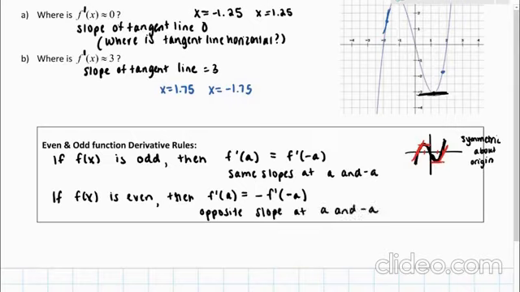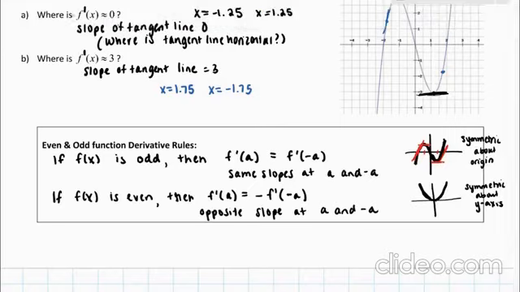An even function could look something like this. An even function is symmetric about the y-axis, whereas an odd function is symmetric about the origin. Symmetric about the y-axis just means if you were to take this side of the graph and mirror it across the y-axis, you would get the other half of your graph, and that's what we have here. So it's symmetric about the y-axis.